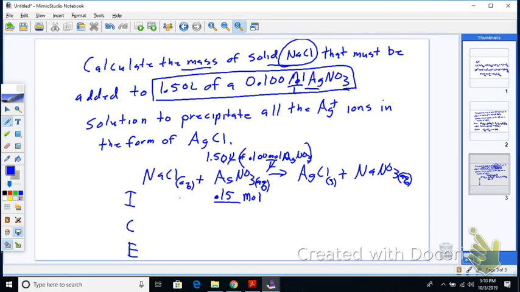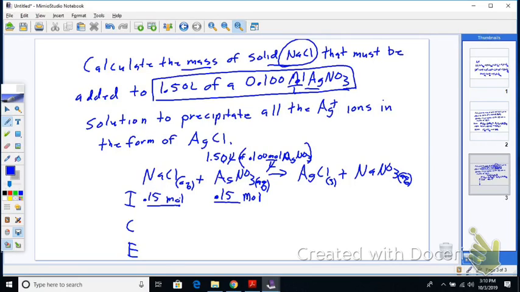The initial amount of NaCl we've got to find. So this is not a limiting reactant problem. This is just a way. So the question is, it's a 1-to-1 ratio. How many moles do we need of NaCl to react with all of the 0.15 of the AgNO3? How many moles? 0.15. Did everybody see it's 0.15? Okay? It's the same.